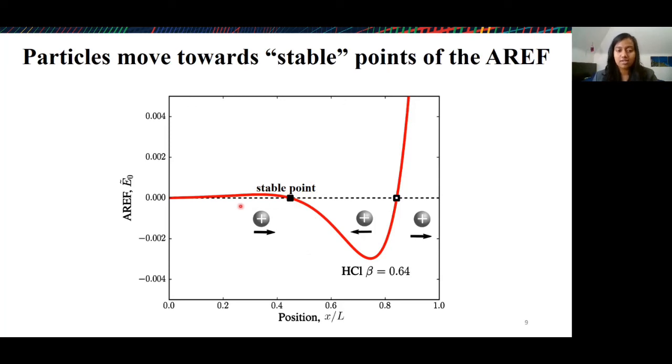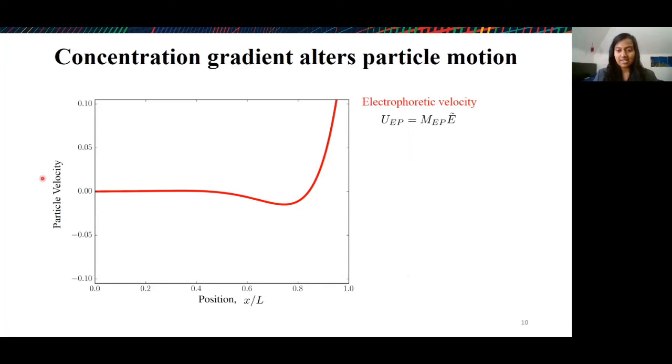Now, what we also found, though, is that particle motion under an electric field alone does not completely describe particle motion in these systems. Let's see the reason for that. Let's look at a slightly different plot, which is that of particle velocity against position. Here, the red line is the electrophoretic velocity, which is particle motion under the electric field E. But in these systems, in addition to an electric field, we also have a concentration gradient. So charged particles in a concentration gradient undergo diffusiophoresis, where the diffusiophoretic velocity is proportional to the gradient of the concentration. And it looks like this gray line on this plot.